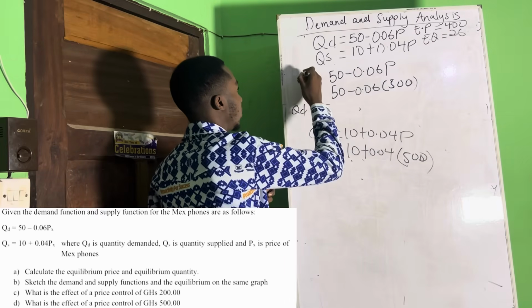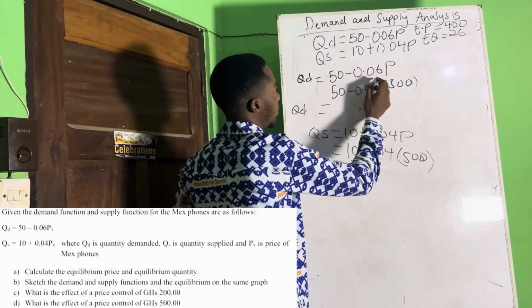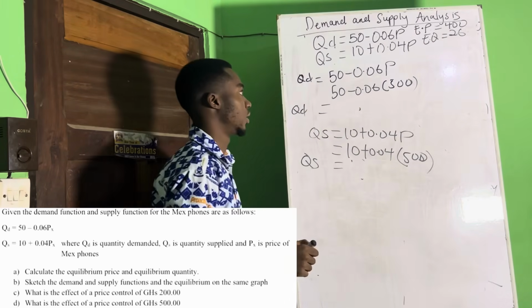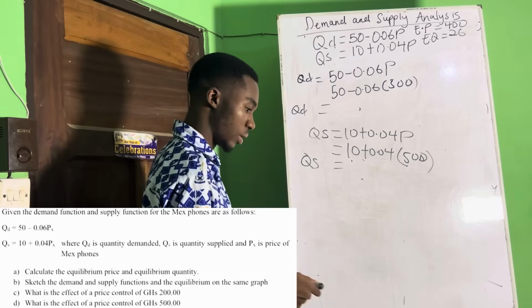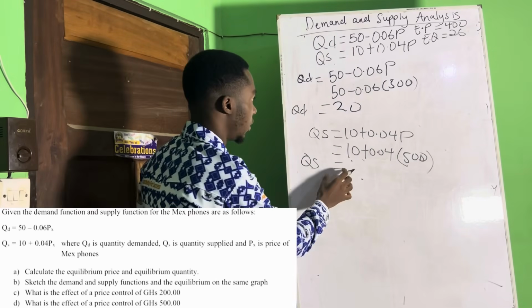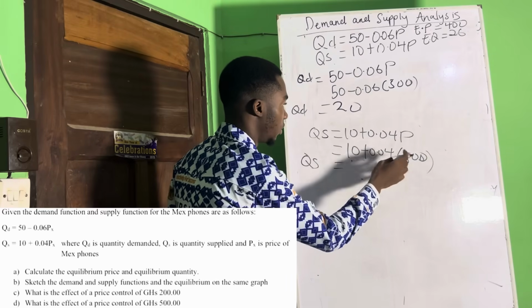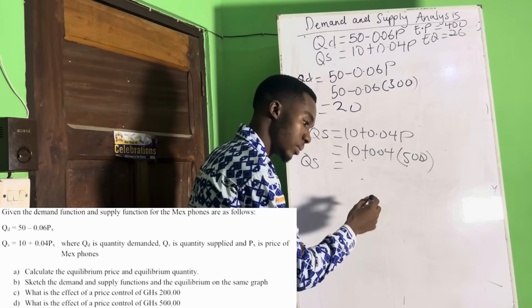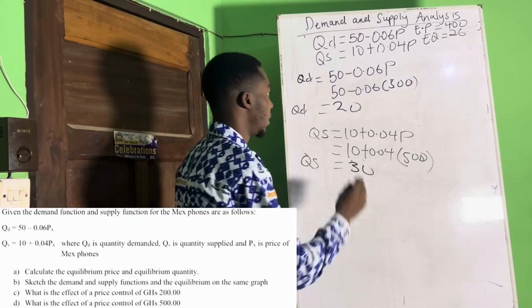So now let's start with the demand function. QD is equal to 50 minus 0.06p. When you solve this on the calculator, you are getting 20, right? Yes, you are getting 20. Then for the supply function, 10 plus 0.04 into bracket 500, we are getting 30.